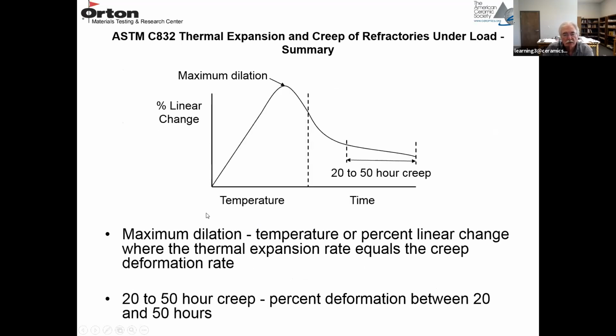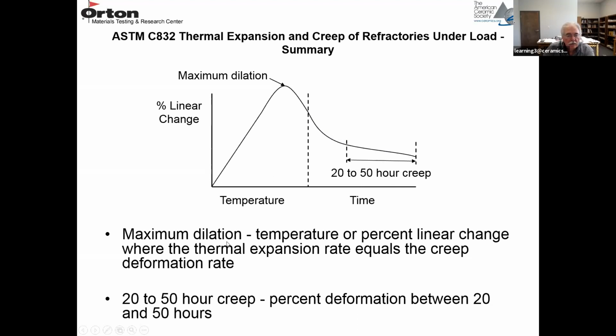So a creep curve looks something like this. You have percent linear change versus temperature. So you heat up the material. Here's your linear increase in length. At some point, you're going to reach a maximum dilation temperature where creep starts, and then the sample length is going to decrease. So when you reach your hold temperature, at this point here, whatever that is, you hold the temperature constant, and now you monitor the length change as a function of time. So now you generate your 0 to 50 hour creep curve.